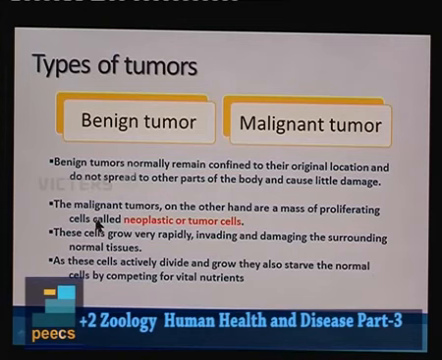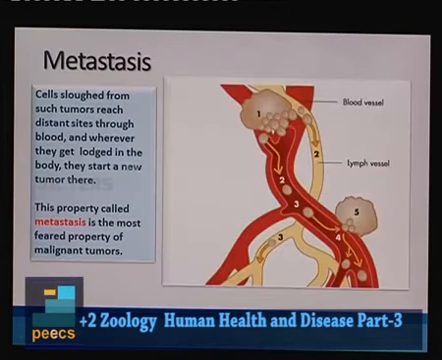But in the case of malignant tumors, they proliferate to form neoplastic or tumor cells, and they divide rapidly, they invade and damage the surrounding tissues. Malignant tumors are characterized by a phenomenon known as metastasis.